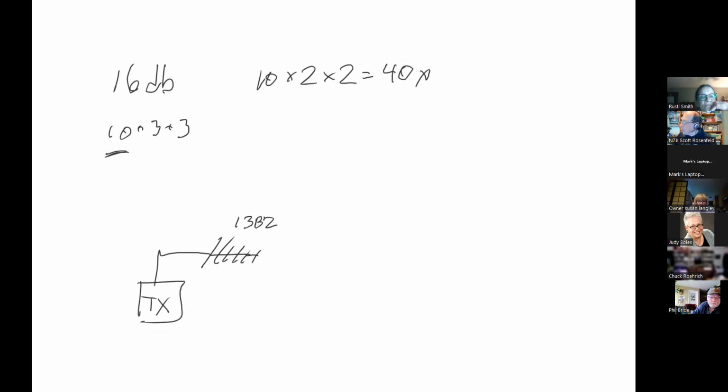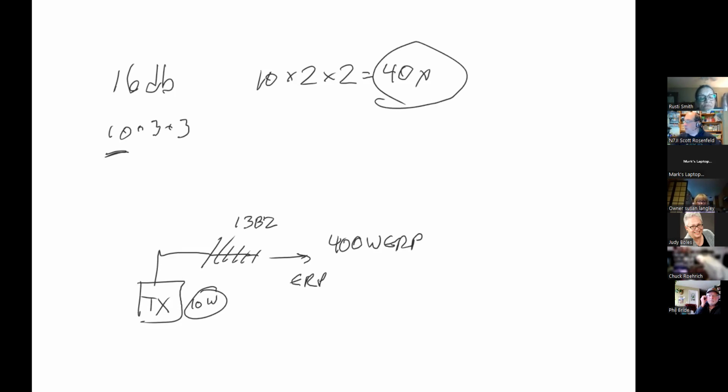And your transmitter is 10 watts. What will the effective radiated power in the forward direction be? Well, you're putting 10 watts into it. What will it appear like? 400. It'll look like 400 watts ERP, because you just said it's 40 times. I mean, that's where it really comes into play.